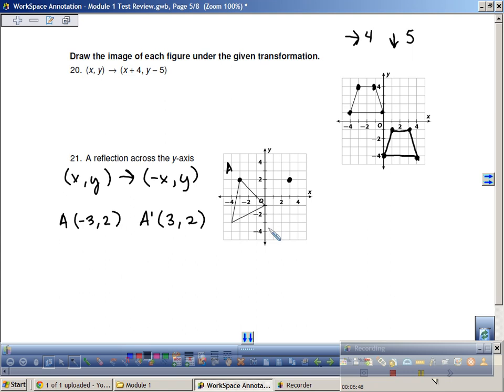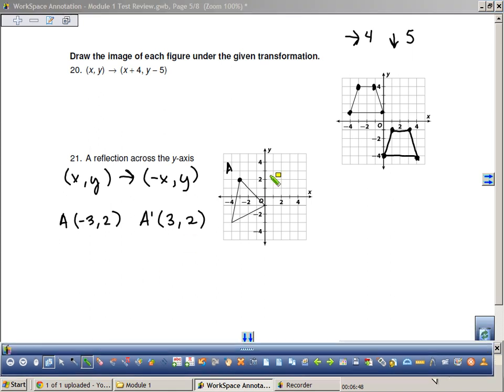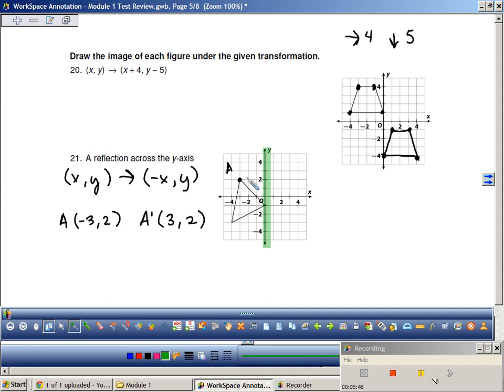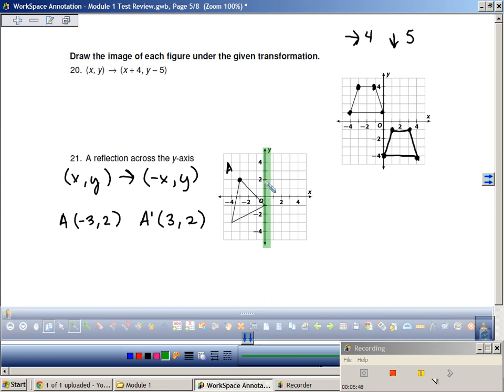Want to see an easy way to do it? If I'm reflecting, some of you have already figured it out. If I'm reflecting over the y-axis, then couldn't I just count? If I'm at A and it takes me 1, 2, 3 moves to get to the y, wouldn't I have to go 3 more? This one, I'm already on the y. I move 0, so I stay 0. And this one moves 1, 2, 3, 4. Oops, don't want to mark it because then it would be green. 1, 2, 3, 4. So I should go another 4. 1, 2, 3, 4.